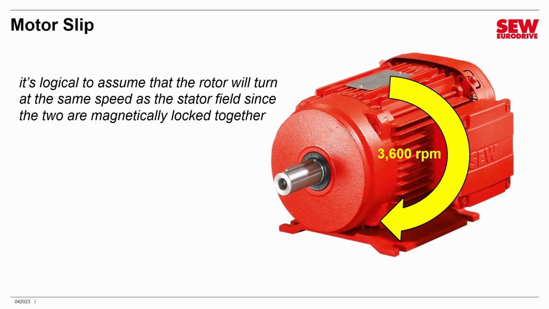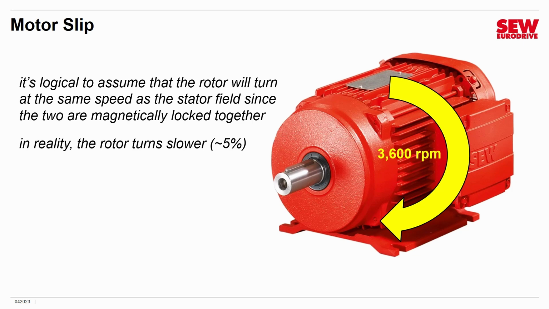Okay, now we come to something that confuses some people if they're not that familiar with motors. With an AC induction motor, we know that the magnetic field is spinning around at maybe 3,600 RPM or 1,800 RPM. It's kind of logical to assume that since the rotor is magnetically locked to the stator field, it should be turning at the same speed, shouldn't it? Shouldn't that shaft also turn at 3,600 RPM? Well, the truth is, it doesn't. It turns about 5% slower.